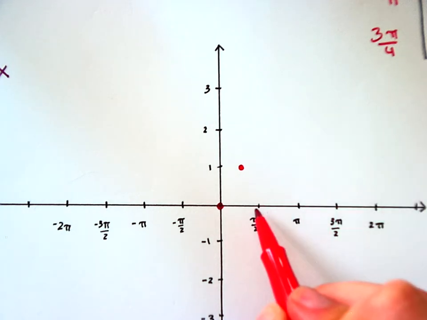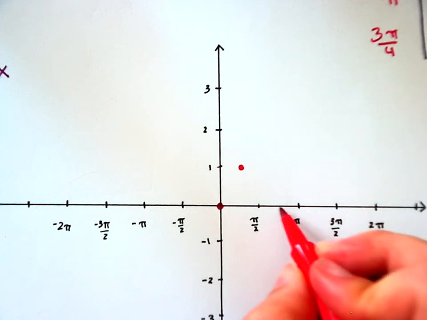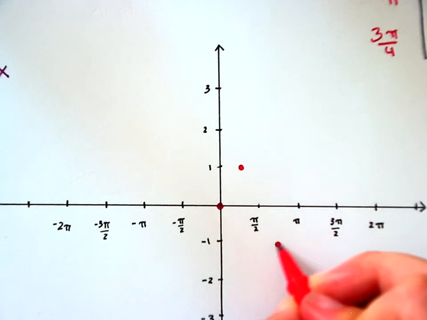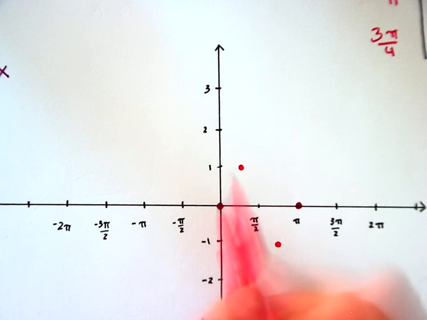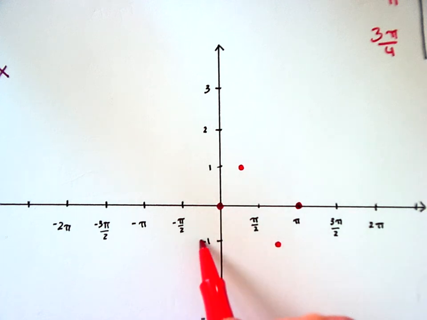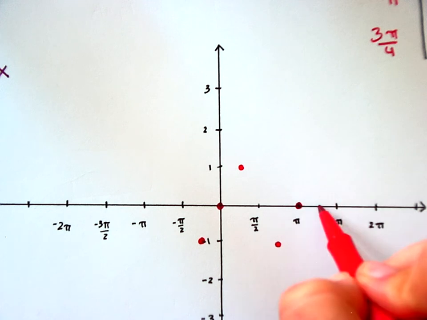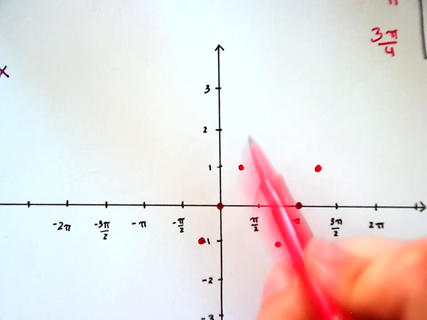So 3 pi over 4 is 1 more quarter over, and that's going to be negative 1. So if I go 3 pi over 4 down 1, that's my next point. And then pi is 0. Okay, I also had some negative values, so I'm going to plot that as well. Negative pi over 4 was negative 1. And then we didn't have it in our table, but if I go 1 more quarter over, I'll go up 1. So we've got an interesting set of shapes here if I were to connect these.